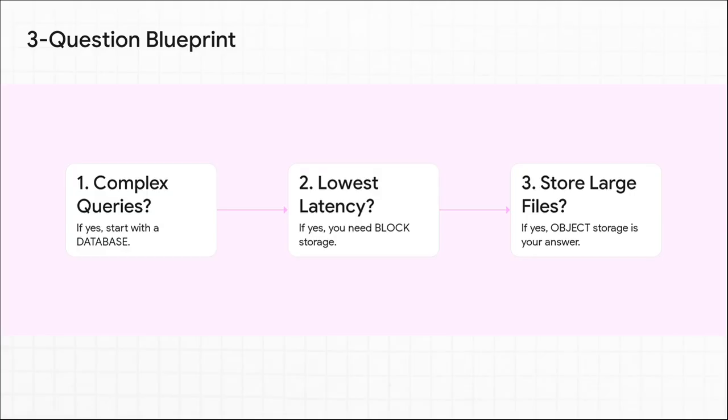Does my app need the absolute fastest, lowest latency access I can possibly get, like for a server OS or a high-speed game? If that's a yes, you need block storage. And if the answer to both of those questions was no, then ask the final one. Am I basically just storing big, whole files, images, videos, backups, and I need to do it affordably and reliably? If that's you, then object storage is your clear winner. It's as simple as that.